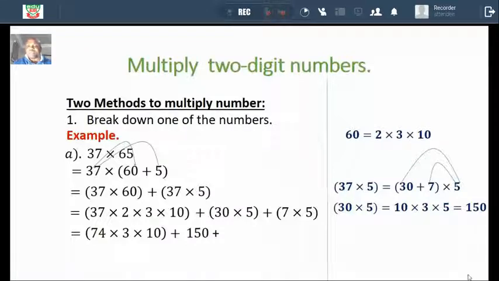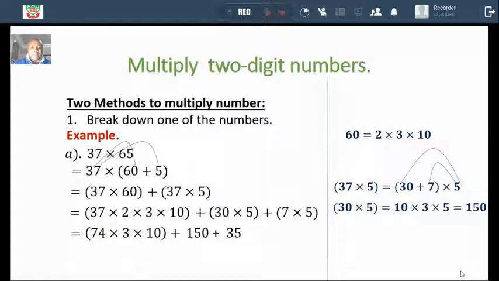Now we have 7 times 5 again that we must add. So 7 times 5 is 35. You can work on that: 5, 10, 15, and so on until you get 35. Or you can do 7 multiples. Now let's add that 35 there.